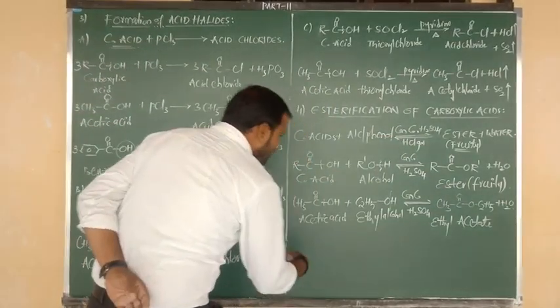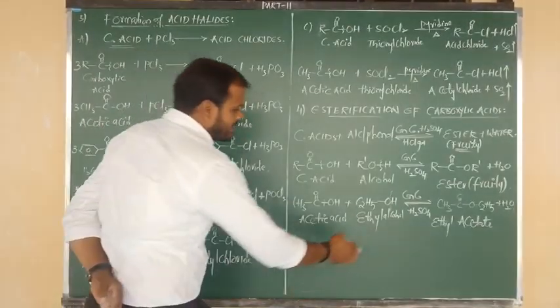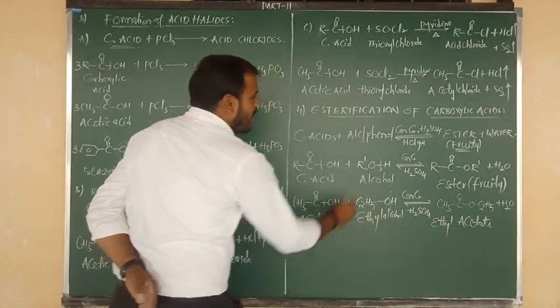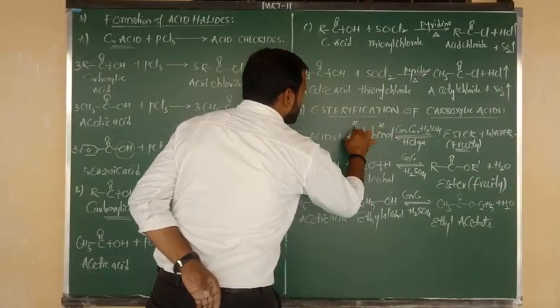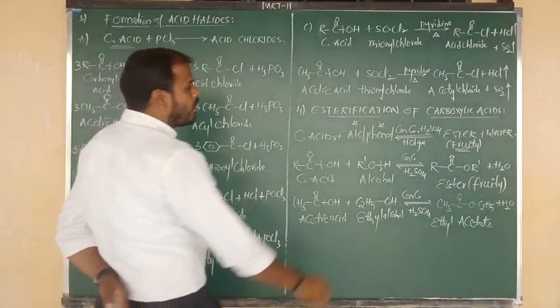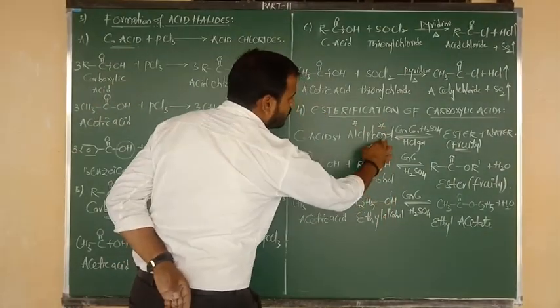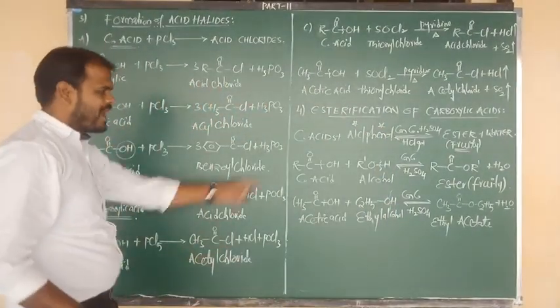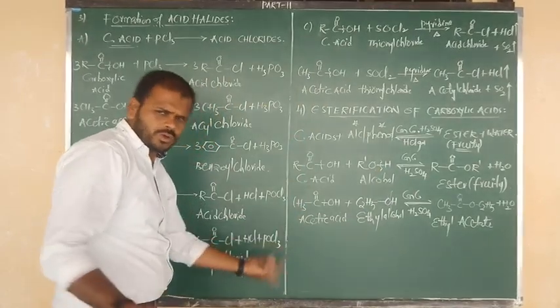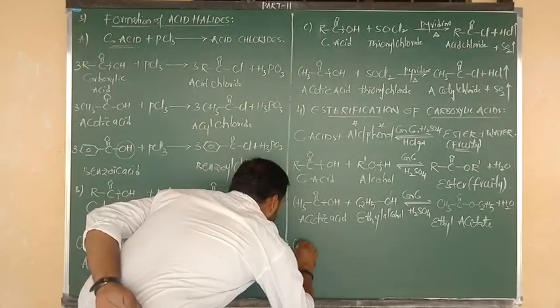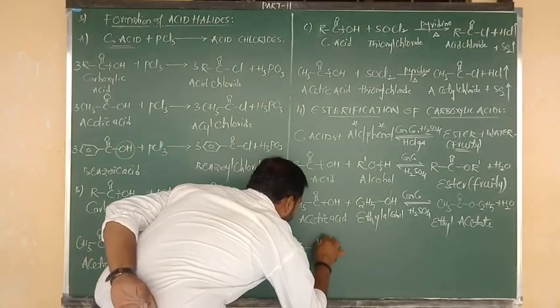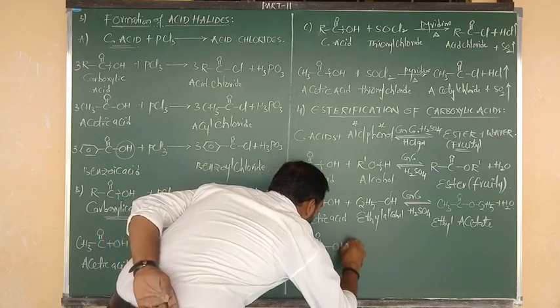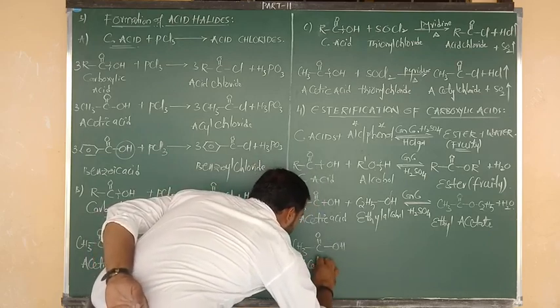Next one is, let me consider another example by taking phenol in the place of alcohol. One example we have taken using alcohol, one more example we are going to write now using phenol. Common compound is carboxylic acid. So let me consider again the same acetic acid, and if you want you can consider benzoic acid also. So what is the name of this compound? Acetic acid.